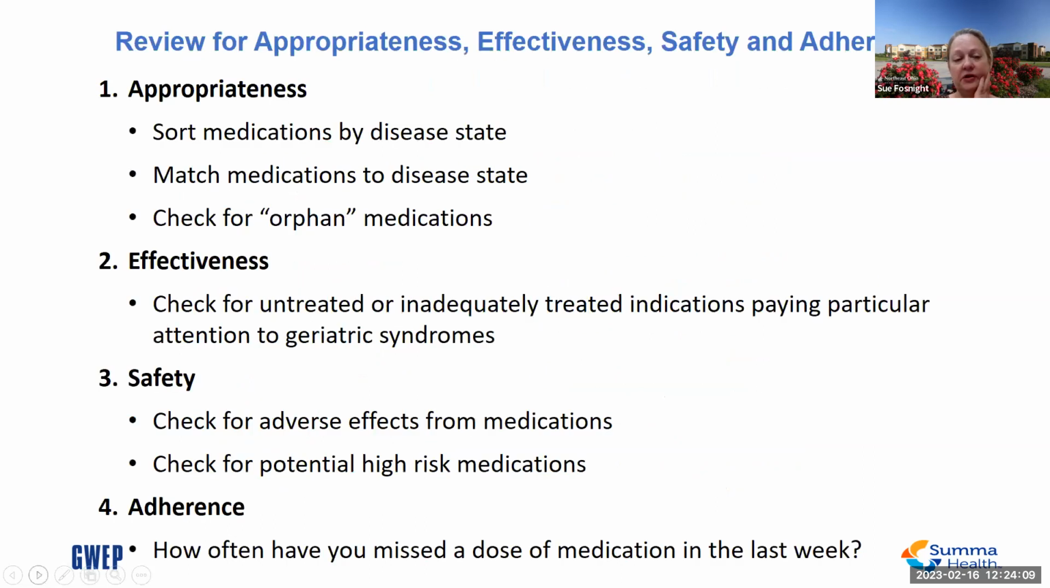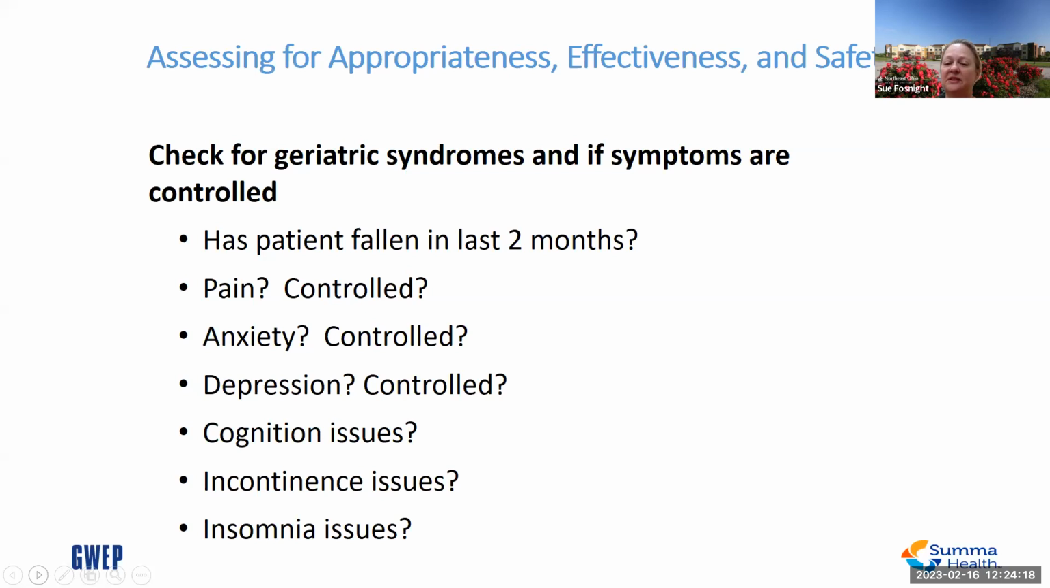The next thing we want to do is to review for appropriateness, effectiveness, safety, and adherence. So I'm going to just talk a little bit about each of those. In our geriatric population especially, but also our younger patients with chronic disease, it's good to ask about the geriatric syndromes. A lot of the geriatric syndromes are actually adverse effects of medications, or are at least aggravated by the adverse effects of medications.